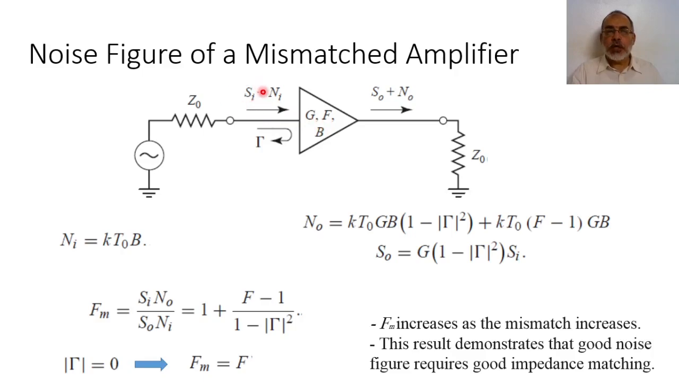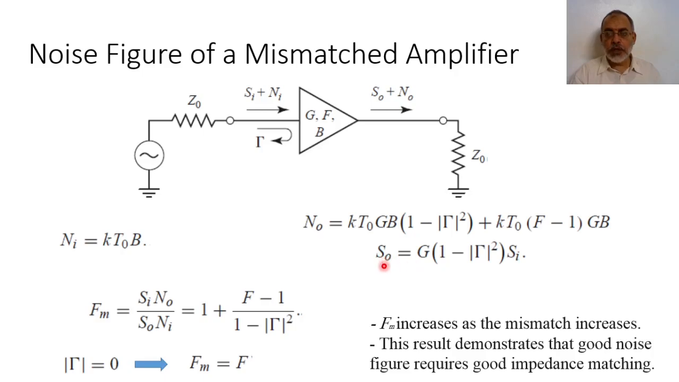We have the input signal, S input, and the input noise, N input. And we have the output signal, S output, and output noise, N output. And assume that it is matched at the output port. So in this case, the relation between the output signal and input signal is simply the gain multiplied by the input signal, multiplied by 1 minus the magnitude of the reflection coefficient squared. This is effectively the reflection loss. 1 minus gamma squared is the reflection loss here.